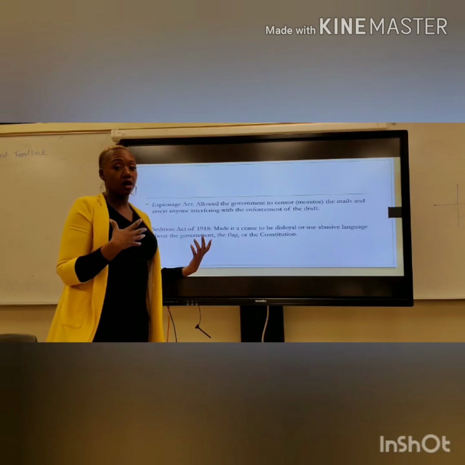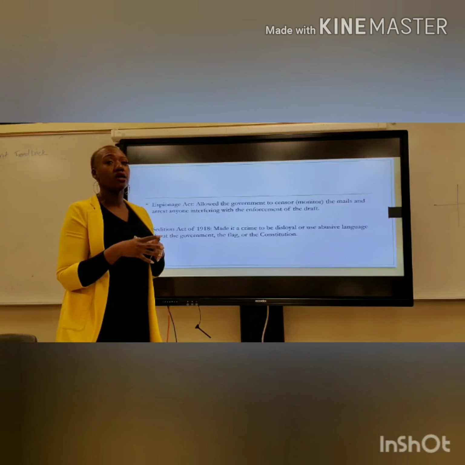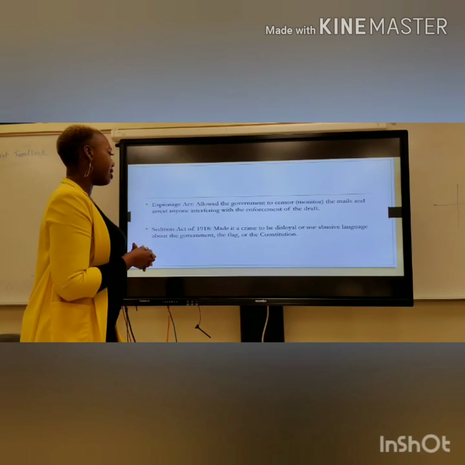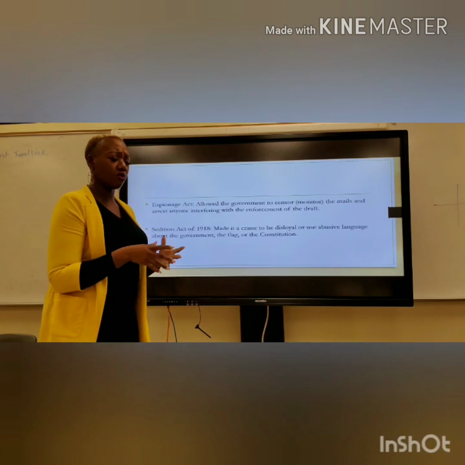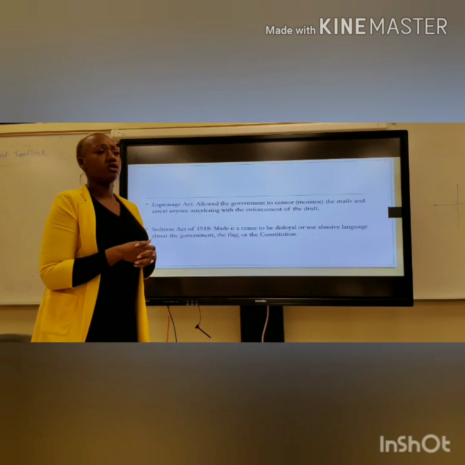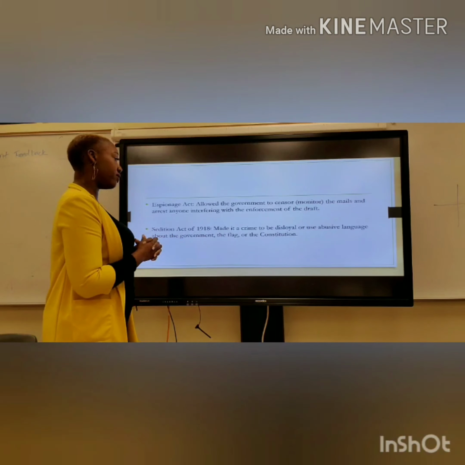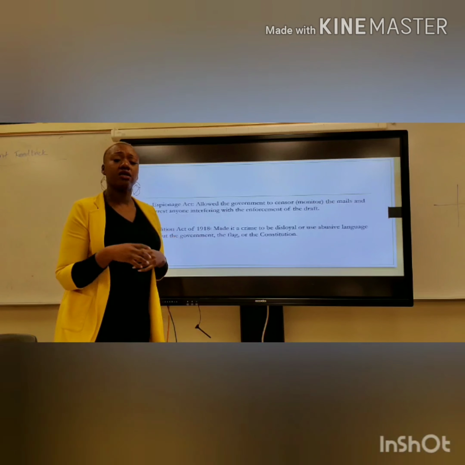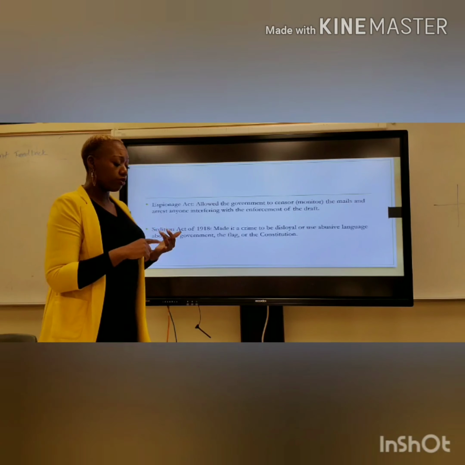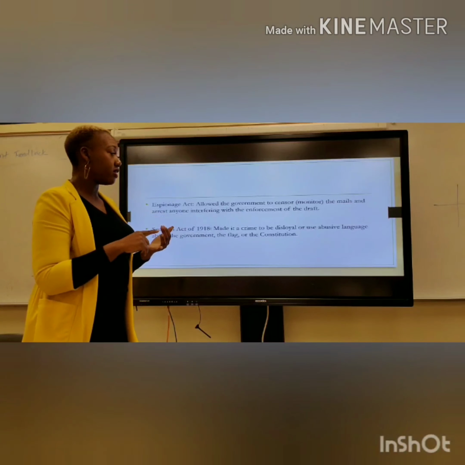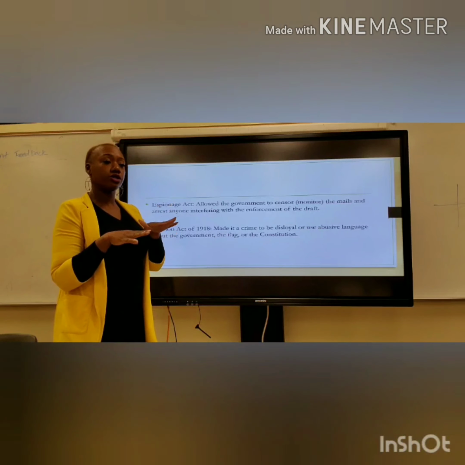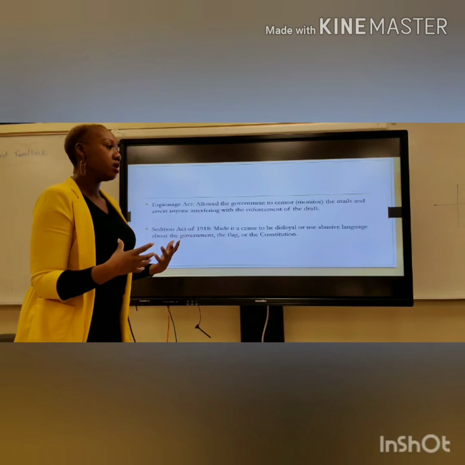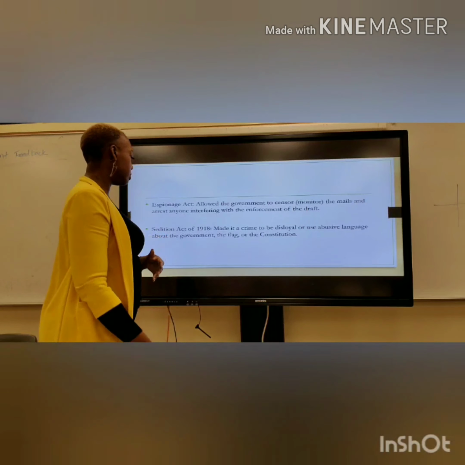This law also prevented anyone from interfering in the draft. So if someone was trying to hide men that were supposed to report to the military due to their names getting pulled off of the draft list, they would be arrested. Okay, so the Espionage Act gave the government the authority to arrest anyone that interfered with the draft and to monitor materials that were printed that could possibly send the wrong message about the war.